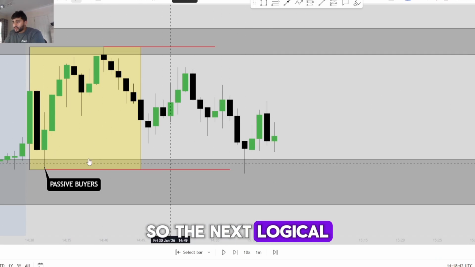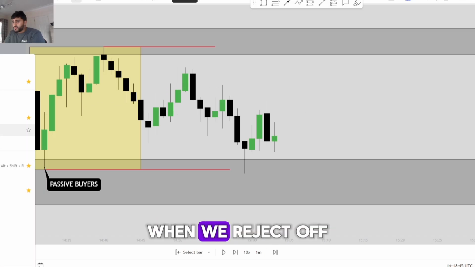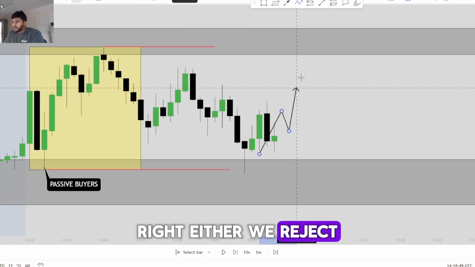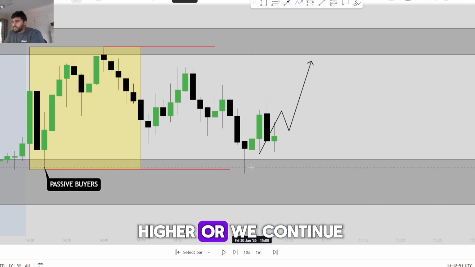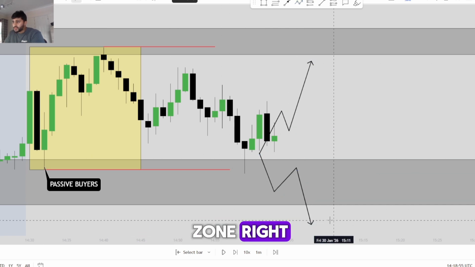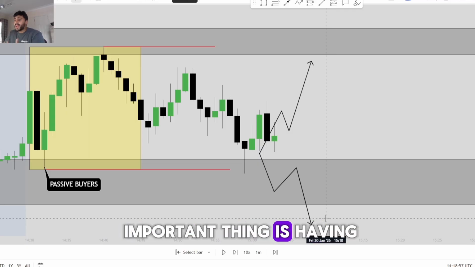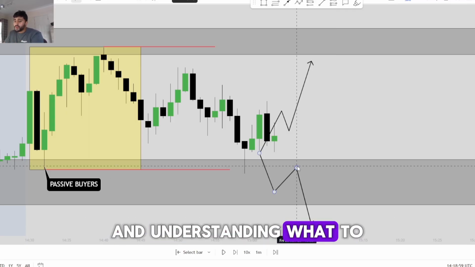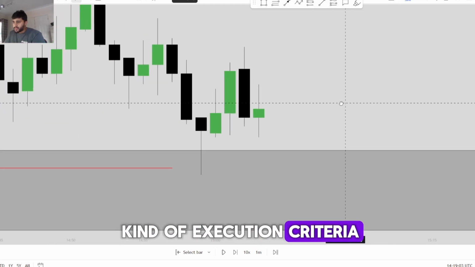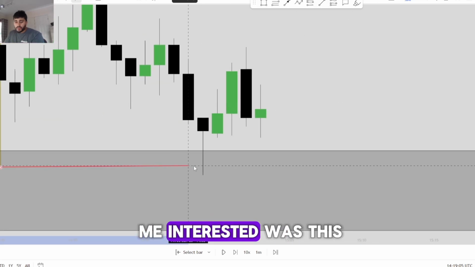So the next logical step is when we come into this zone, when we reject off this zone over here, either we reject higher or we continue to crash lower and then re-break the zone, right? So again, the most important thing is having a zone and understanding what to look for inside the zone. So this was my execution criteria. So again, what got me interested was this wick, right?